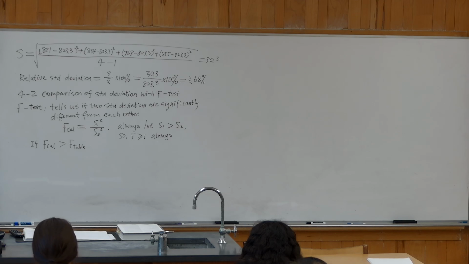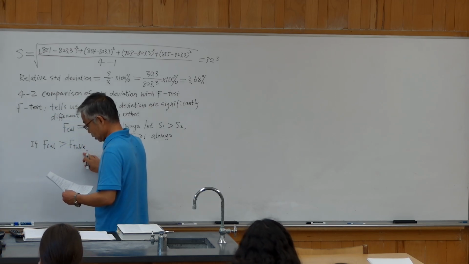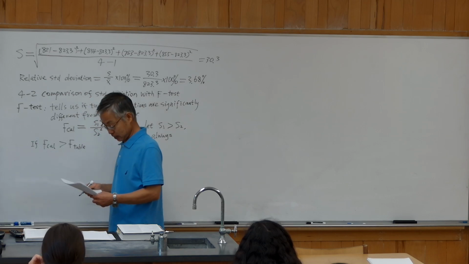So based on the degree of freedom of each set, you can find the F value. If the degree of freedom of S1 is 4, then you need to look at this 4. If the degree of freedom of S2 is 5, then this is 5, right? So 4, 5, the F value will be 7.39. Okay. This is the F value from the table. Okay. So if the calculated F is greater than the table F, then these two S have a significant difference.